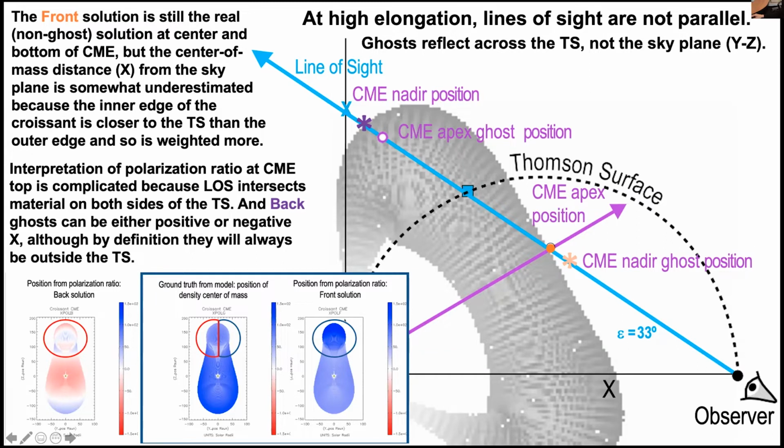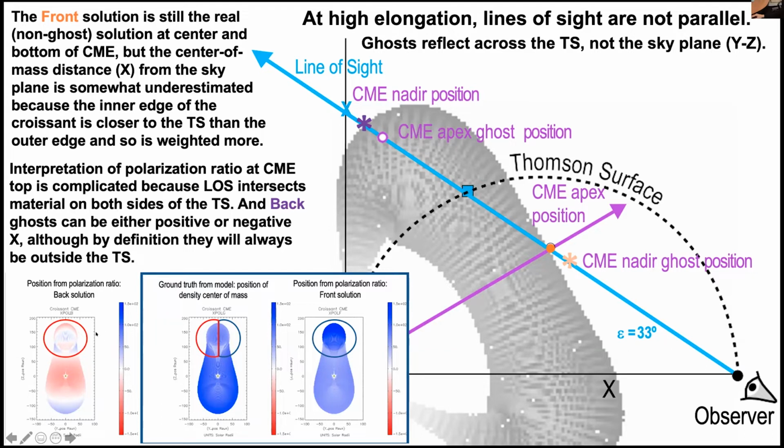And the front solution is essentially giving you, like I said, more or less the right solution, but underestimated down here because of that weighting effect. Things are getting a little bit too close to the plane of the sky compared to the truth. But compare it to the back solution. This one is going all over the place in red and blue, meaning front and back of the plane of the sky. And because of that, you know it's a ghost solution.